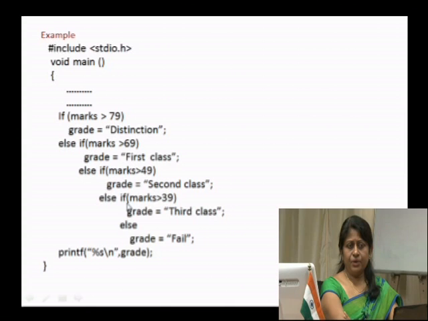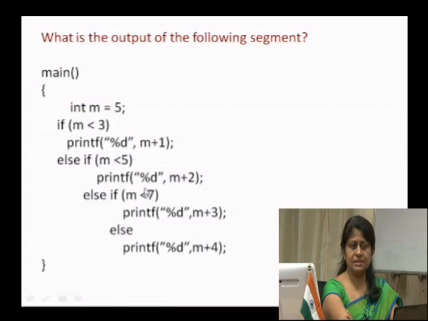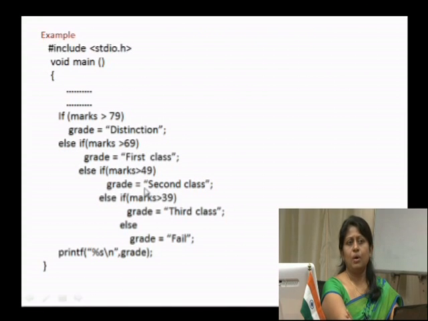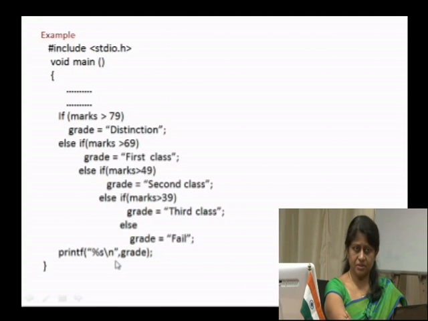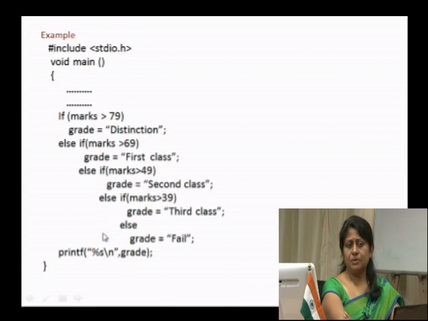Or suppose you have some condition that is true, that is, suppose marks is greater than 49, then grade will be assigned the value second class and it would directly come out of the if block. Once it comes out of the if block, the value of grade would be printed over here. That is why we call it a decision and branching structure in C. Suppose some decision is taken, then it would branch directly, skipping some of the statements within the program.